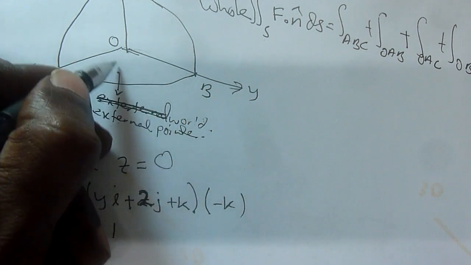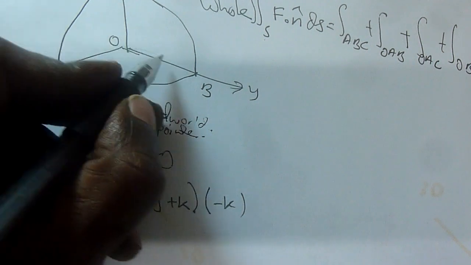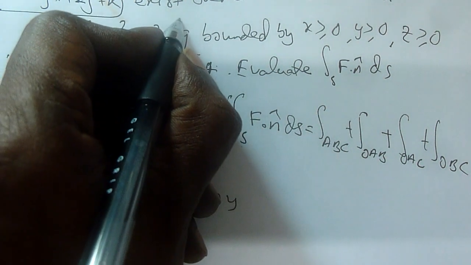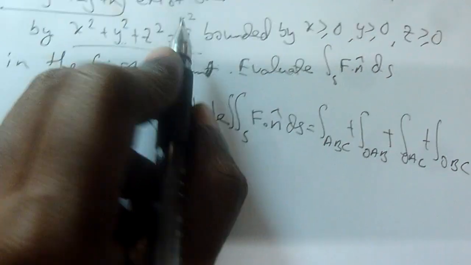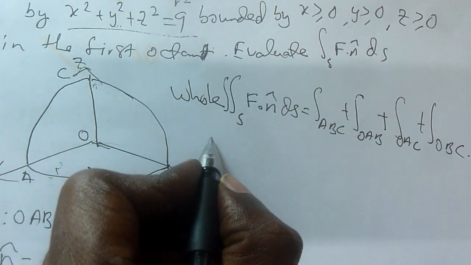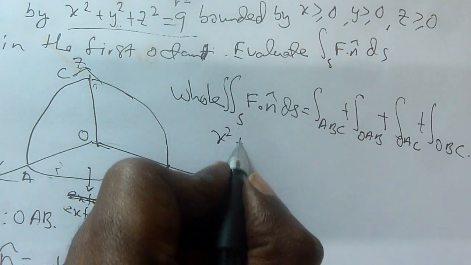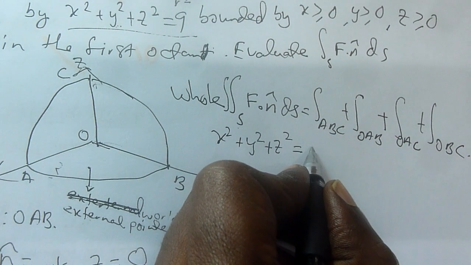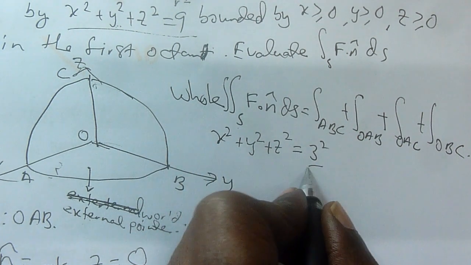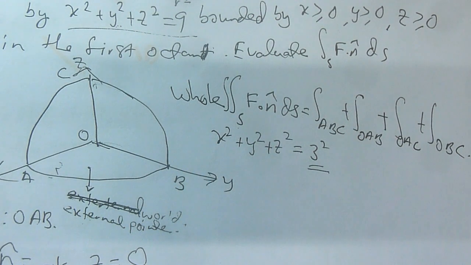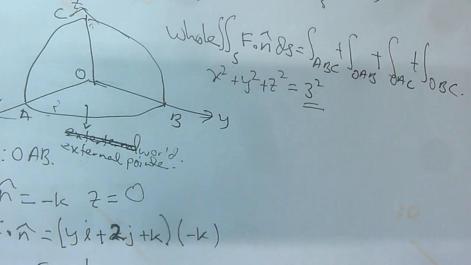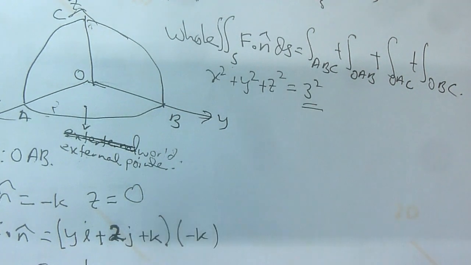Your dS scale is very important. R is what? Here, can you see this? R² is x² + y² + z² equals 3². This is R. Okay, don't make the mistake. I used to see many students just go and use 9 straight away.